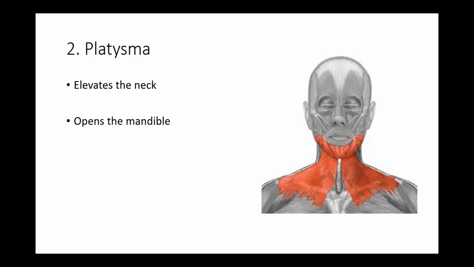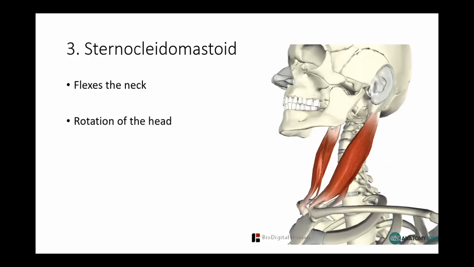Okay, next one is called your sternocleidomastoid. This flexes your neck, which is, if you look at me, basically trying to bring your chin closer to your chest. Like this. That's a neck flex. It also lets you rotate your head like an owl, looking left and right. You have two sternocleidomastoid muscles. One on your left, one on your right.